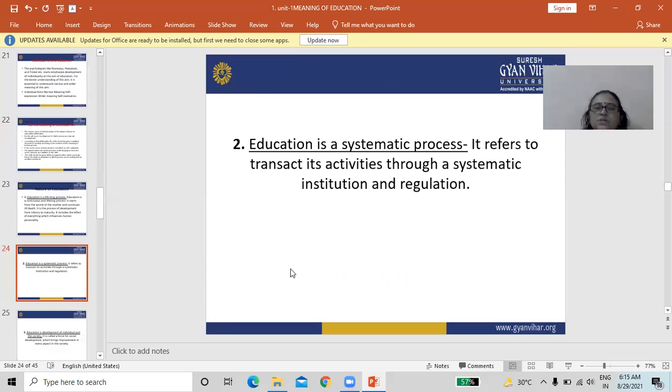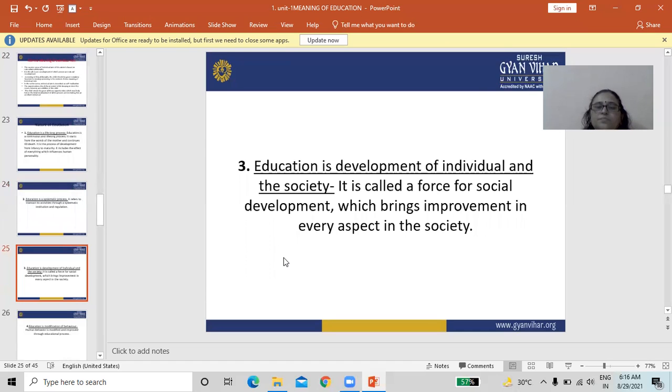Education is a systematic process. It transacts its activities through systematic institutions and regulation. Education is development of the individual and the society. It is called a force of social development which brings improvement in every aspect of the society.